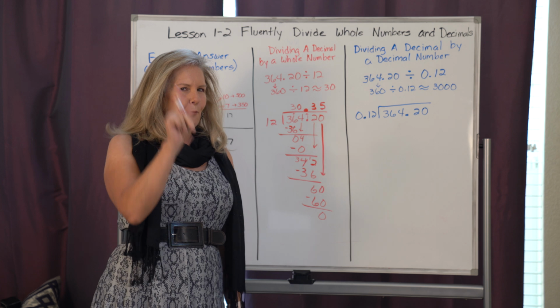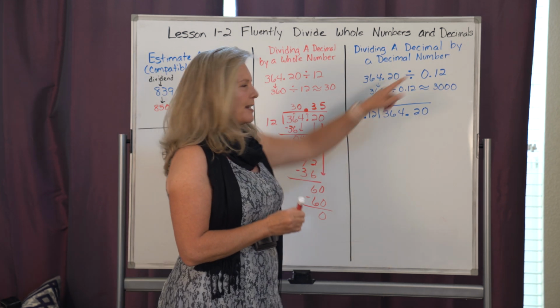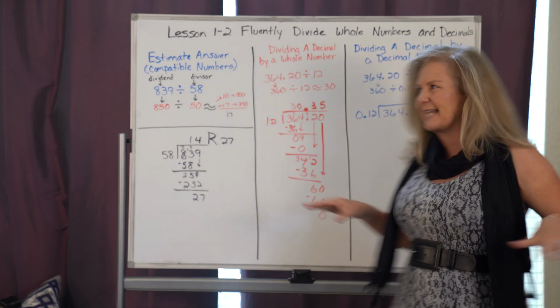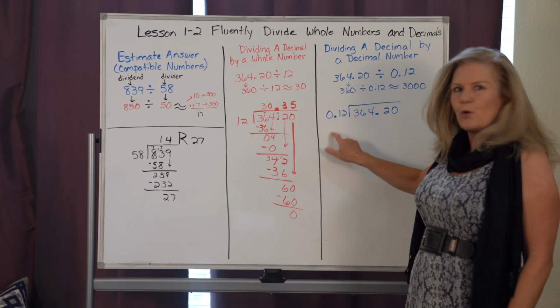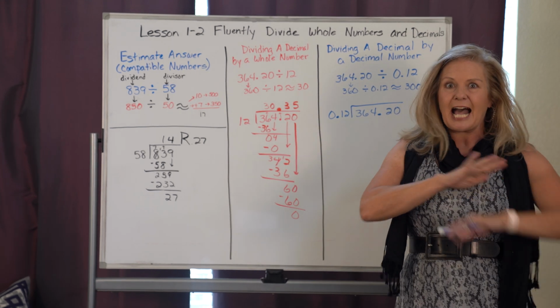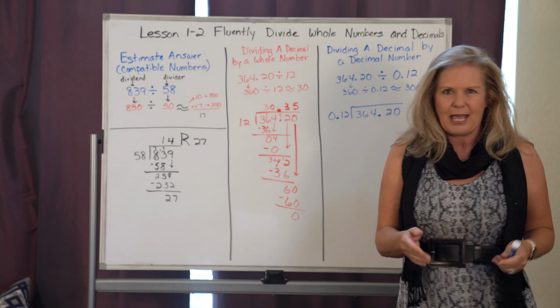So let's take it one step further. What if I have a decimal divided by a decimal? Well, I still start it exactly the same way. So I have to ask myself, do I have a whole number on the outside for my divisor? And in this instance, I don't. Well, I cannot divide unless I have that whole number.